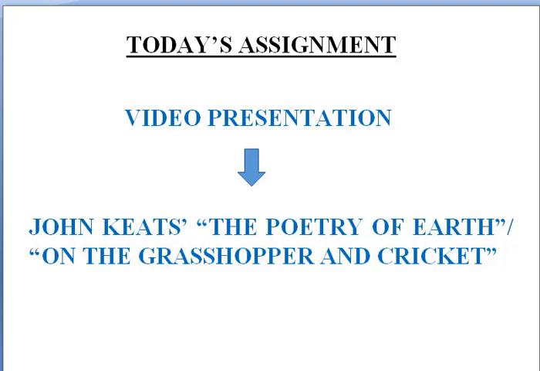In this video presentation, I am going to explain to you a poem. The name of the poem is On the Grasshopper and Cricket. Some people also call the poem the Poetry of Earth. Actually, this phrase, the poetry of earth, has been taken from the opening line of the poem. The name of the poet is John Keats.